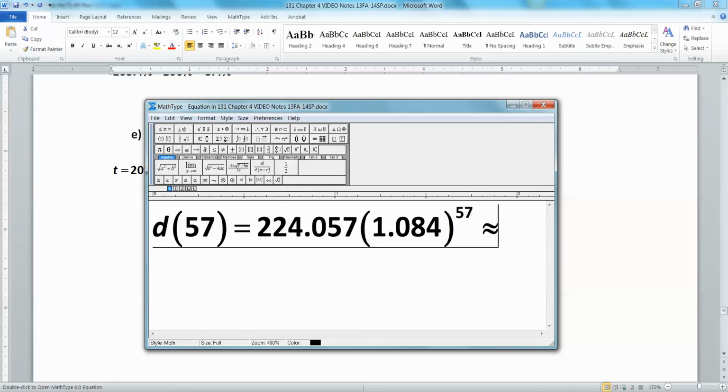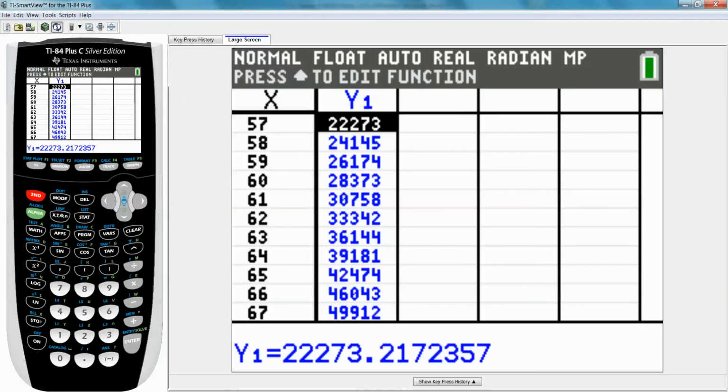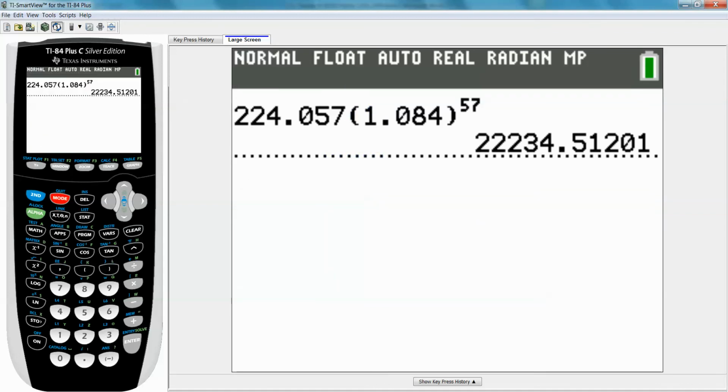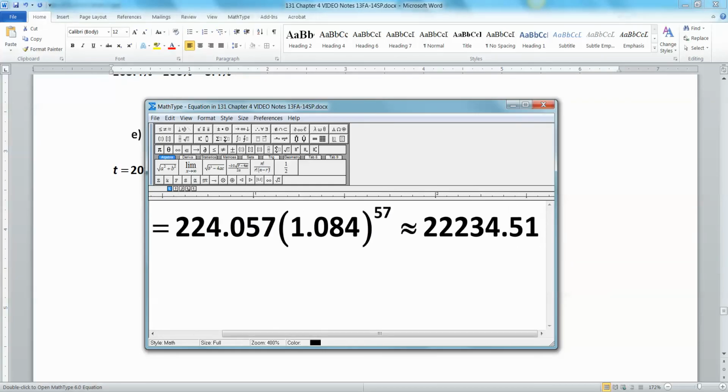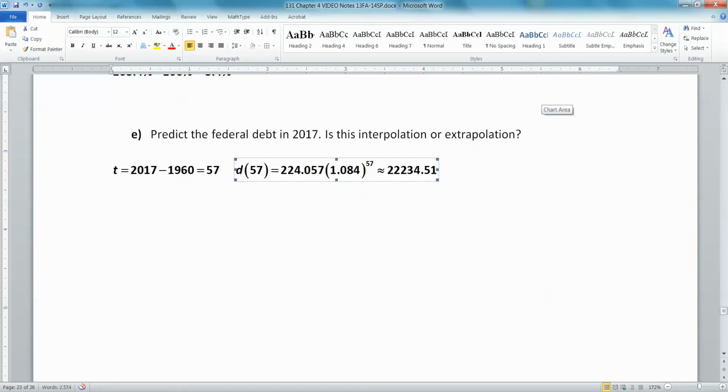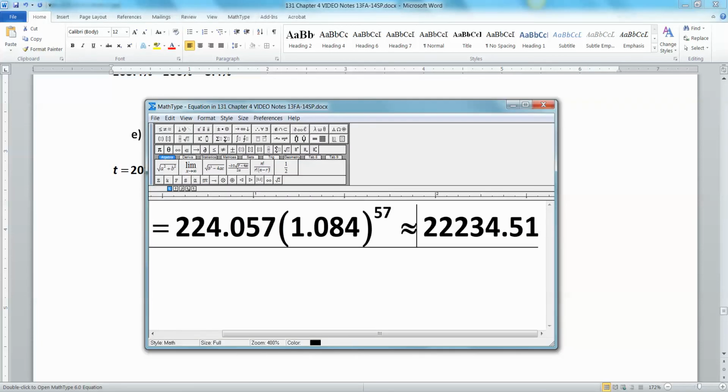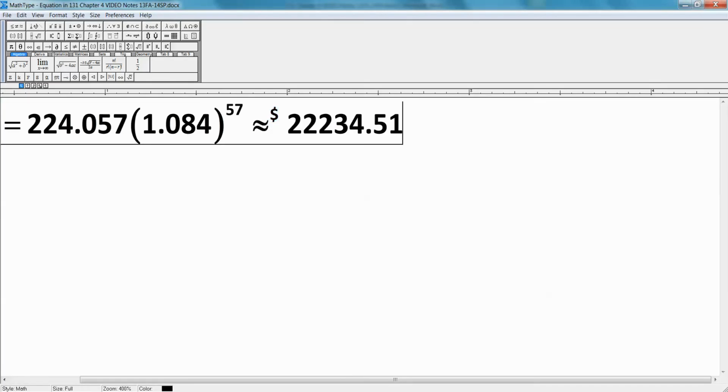So when we put it in the calculator the first time, we got 22234.5. So let's write that. 22234.51. All right, so what would that debt be? Oh, we better give it units. This is dollars because it's the US. And then we would want to say that it's billion. So think about what that means for a second. We're talking about 22,000, there we go, $22,000 billion.